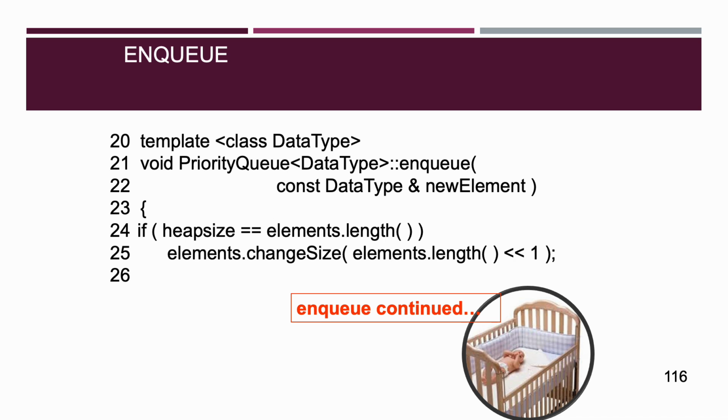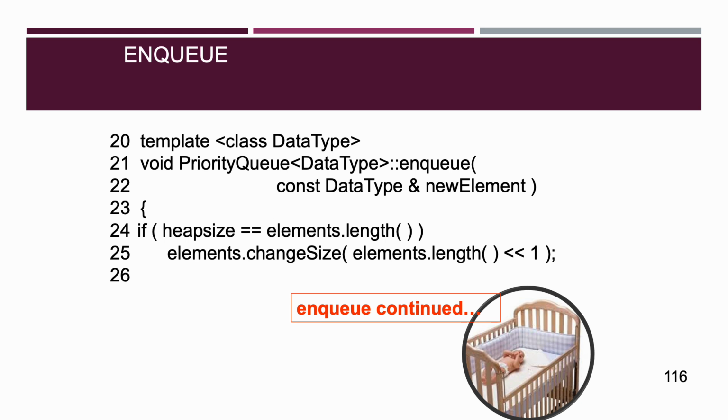Okay, let's now dive into the enqueue operation of our priority queue class. This function is responsible for adding a new element to the priority queue while maintaining the heap properties. First, we have the template declaration. Then we have the method parameters. The enqueue method takes a single parameter, new element, which represents the value to be added to the priority queue.